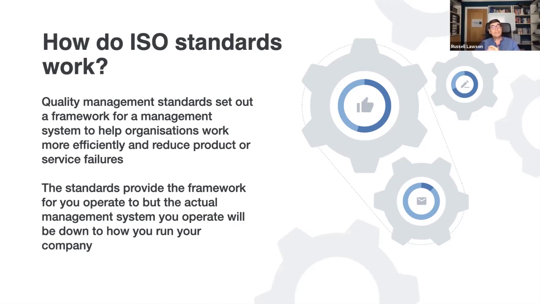To take ISO 9001, the management system itself can be described in the following way. Quality management standards set out a framework for a management system to help organizations work more efficiently and reduce product or service failures. Examples from the other standards that I cover would be environmental management standards, which help organizations reduce environmental impacts, reduce waste, and be more sustainable.